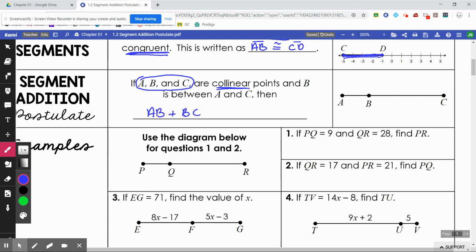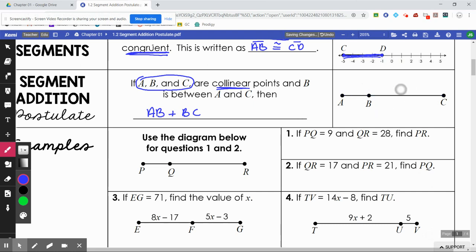Now let's finish this statement. What if the length from A to B is 2 and the distance from B to C is 8? Then what can we conclude? If this is a distance of 2, this is a distance of 8 more, then how far is it from A to C? How would we find that? We would take this, add it to this, and that tells us the distance from A to C would be 10.